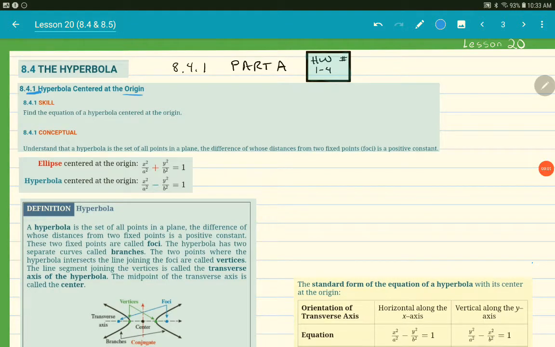Welcome to section 8.4 where we're learning about the hyperbola. The hyperbola looks like this. It almost looks like parabolas, but it's actually got a steeper, more V-like, but not quite V-like shape. And it looks like two of them facing away from each other.